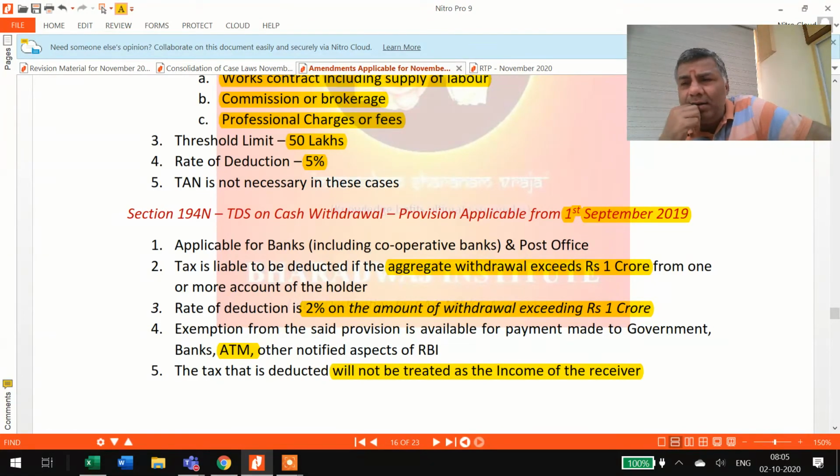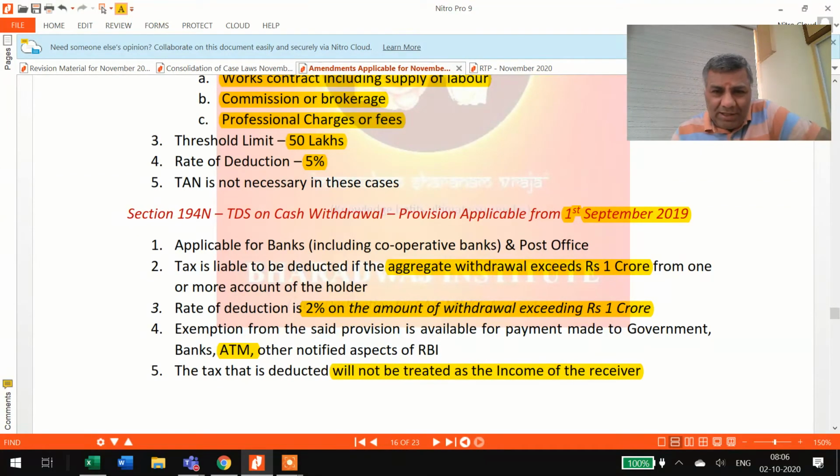Hindustan Lever has an account in every branch in every city or village. All the branches put together. If the company withdraws more than 1 crore, it is from one or more accounts of the holder.